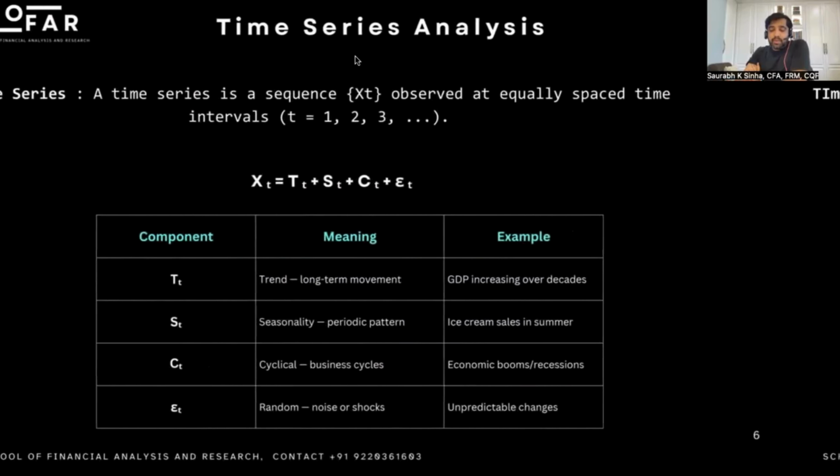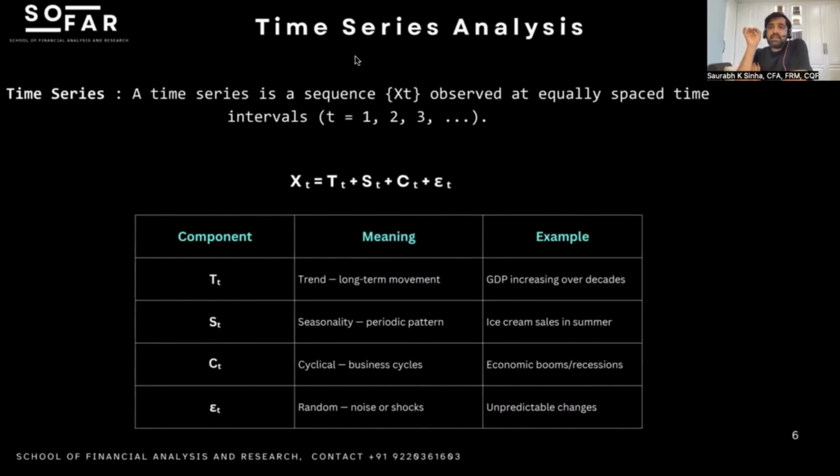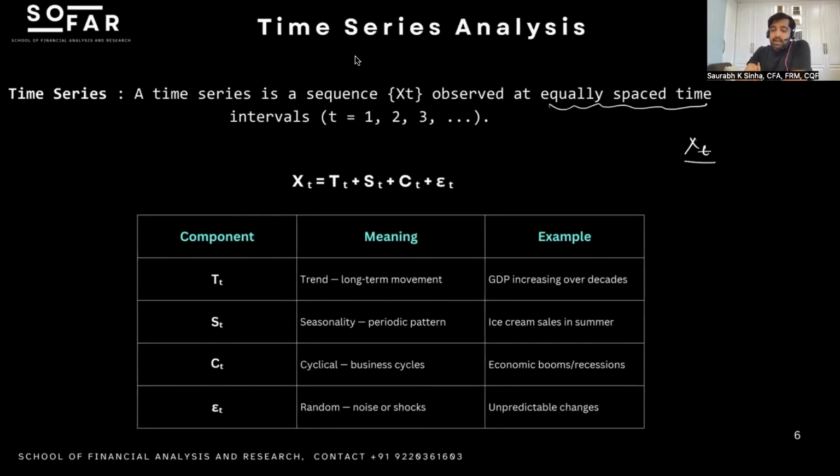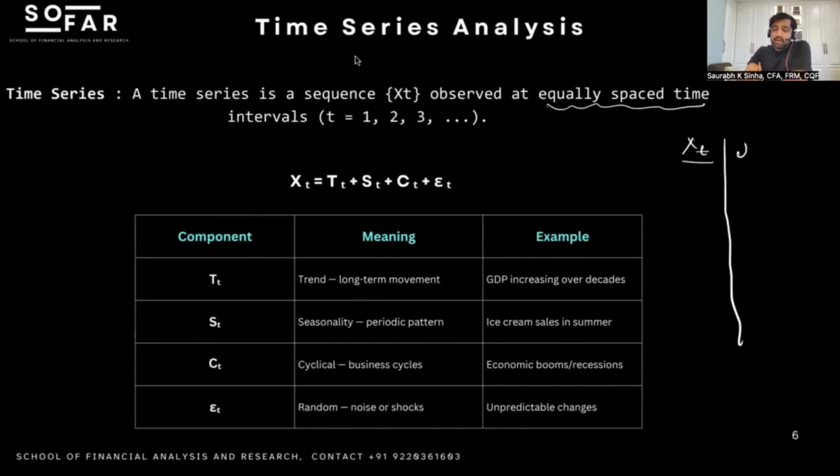Now, however, if I have to define what a time series is: a time series is the study of data which we are observing at equally spaced times. This equally spaced time is very critical. So if you're studying any historical time series, say that is xt, we would be plotting it against what? Time.